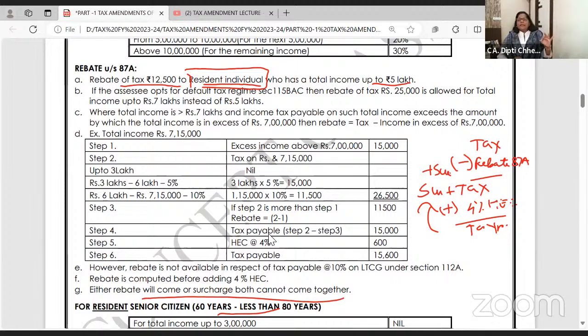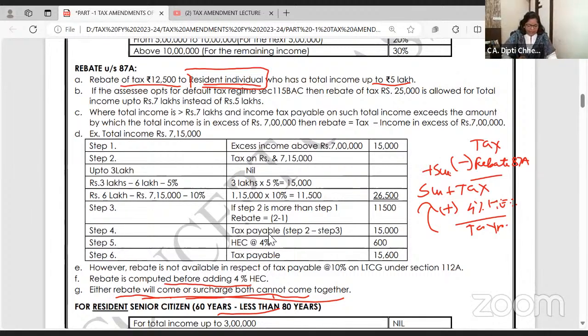You can avail a rebate of 12,500 tax provided your total income is up to 5 lakhs. And if the income exceeds 50 lakhs, then you have to pay surcharge. So either rebate will come or surcharge will come, both will not come. Rebate is computed before adding the 4% health and education cess.